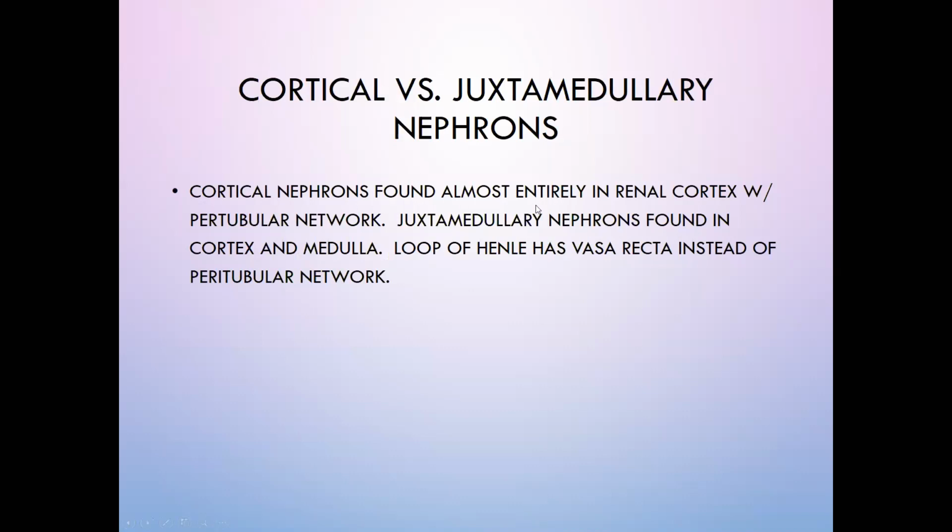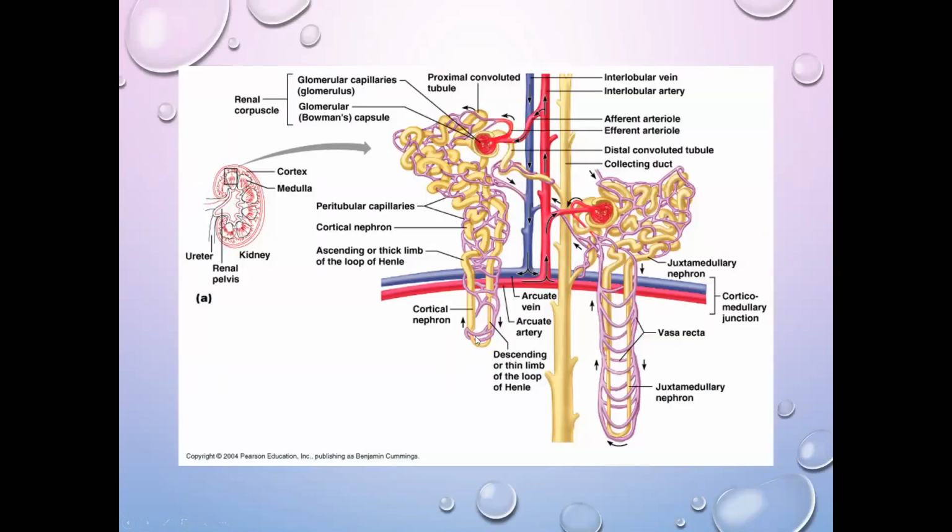So the cortical nephrons are found almost entirely within the cortex with the peritubular capillary network. Juxtamedullary nephrons are found in the cortex and medulla. The loop of Henle has a vasa recta instead of a peritubular capillary network. So we have the peritubular capillaries up around the proximal and distal convoluted tubules. We have peritubulars around the loop of Henle here, but look at the juxtamedullary nephron, that we find a vasa recta. Okay, and I talked about that last week in Tuesday's addendum to our lab.